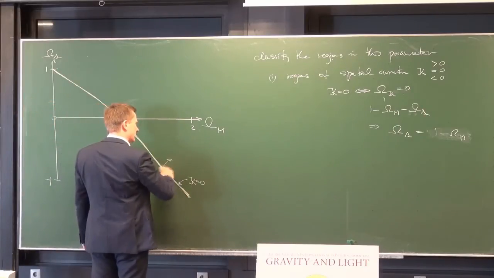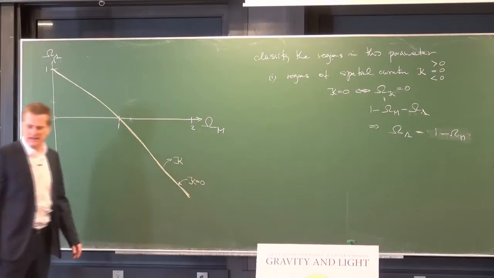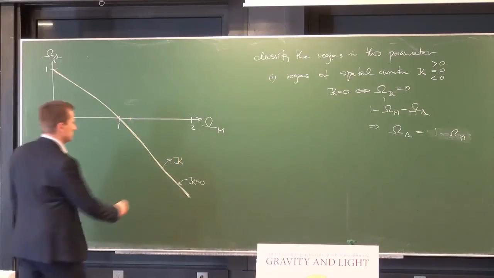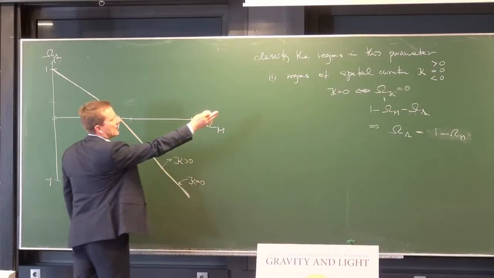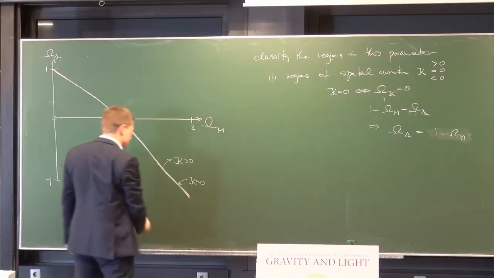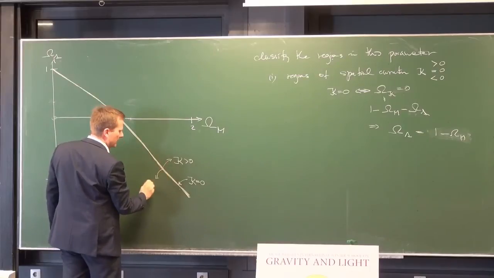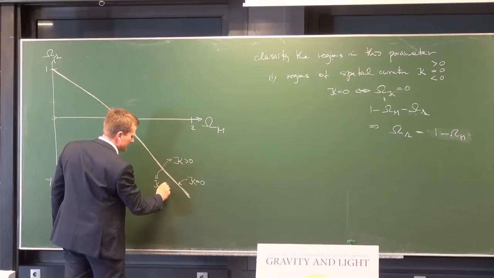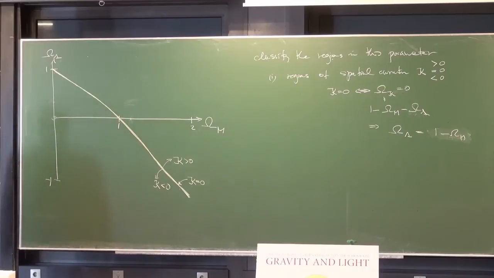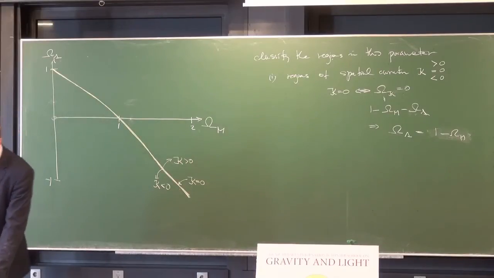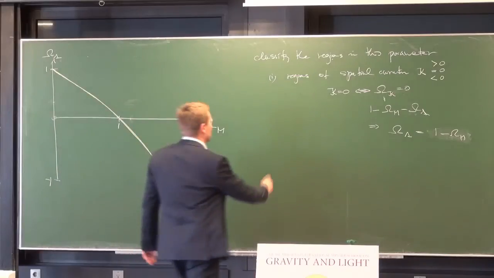Anything to this side of it, you can check, has kappa greater than 0. You check by the same argument, but instead of the equal sign, you take the other sign. And everything to this side of it has kappa less than 0. You need to look very closely to see whether it's 0 or not. But anyway, that's what you can have. These are the two sides here.